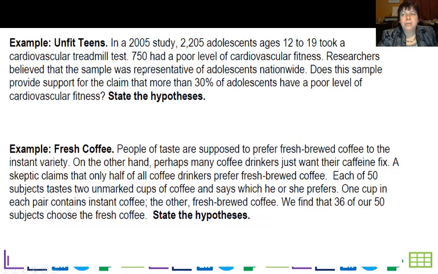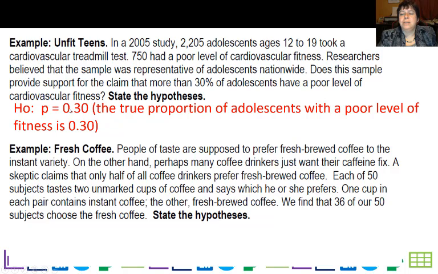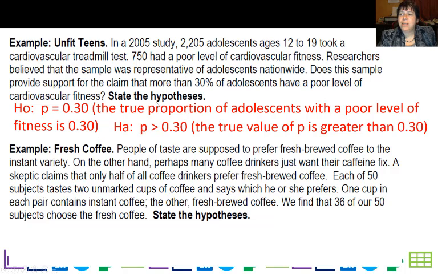So first of all, our null hypothesis is not about what we got on the sample, which was 750 out of 2,205. It is about this 30%. And remember, the null is usually just equal to whatever that proportion is. So our null in this case is that the proportion is 0.30. The true proportion of adolescents with a poor level of fitness is 0.30. It's good to give it context. So what's the alternate? Well, they want more than. So let's make that the alternate. P is greater than 0.30.